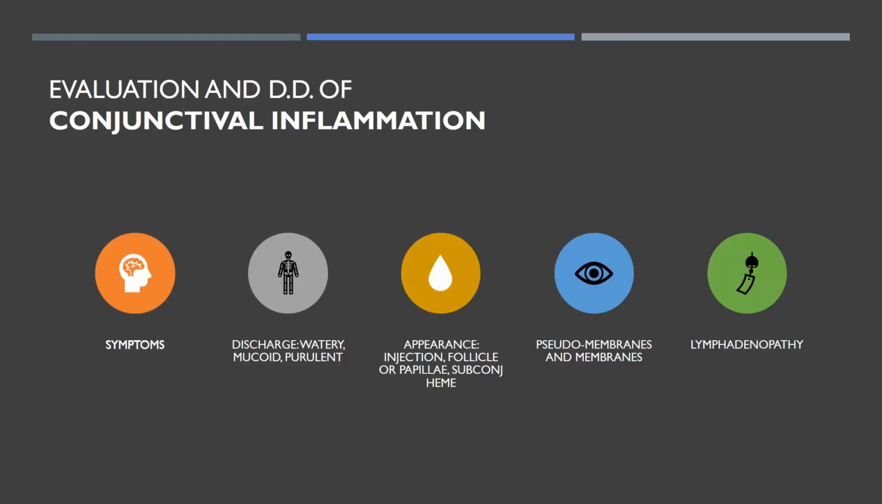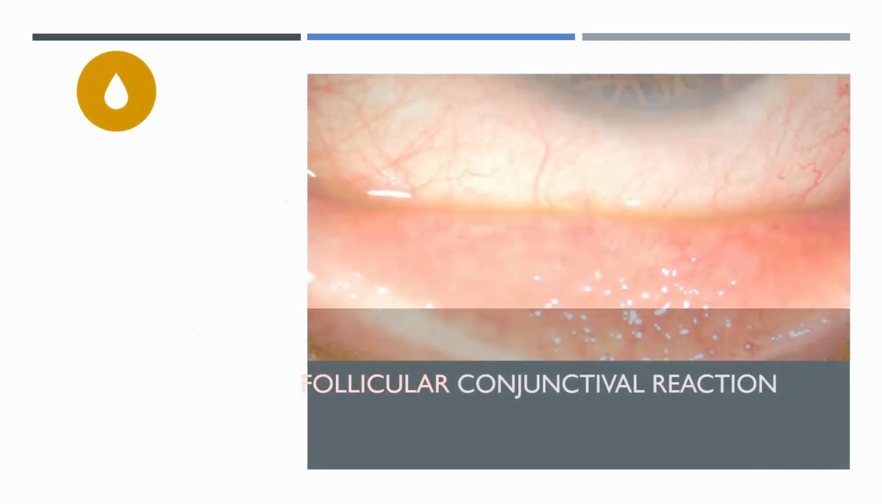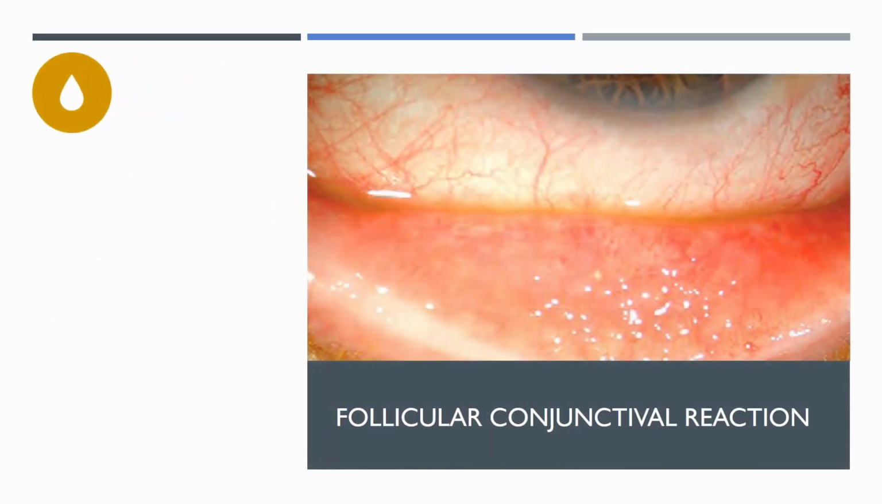The appearance of conjunctivitis. Follicular conjunctivitis is a focal lymphoid nodule with accessory vascularization. It can be caused by viral or chlamydial infection, parinaud oculoglandular syndrome, hypersensitivity, or specific topical medications. This is an image of a follicular reaction. We can see here in the lower lid the follicular reaction.